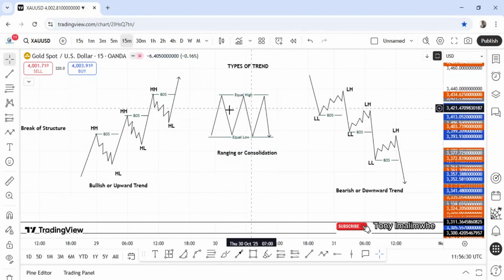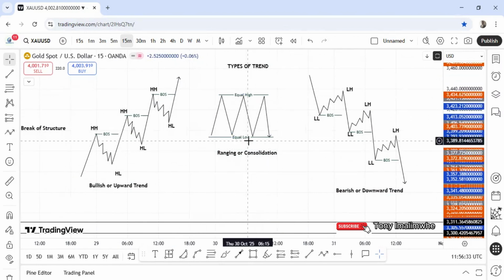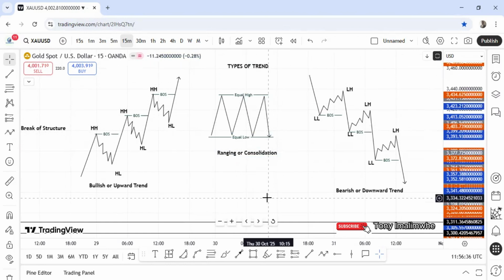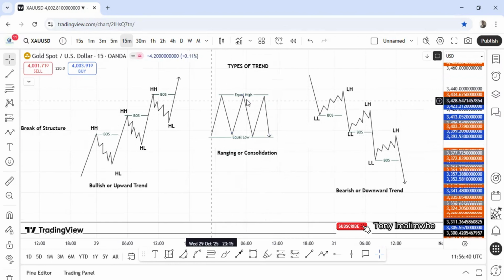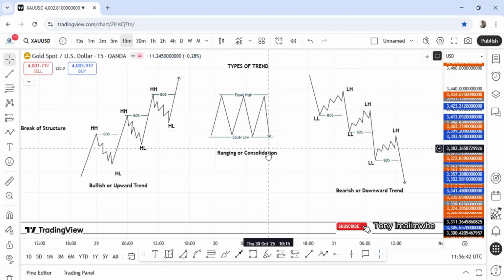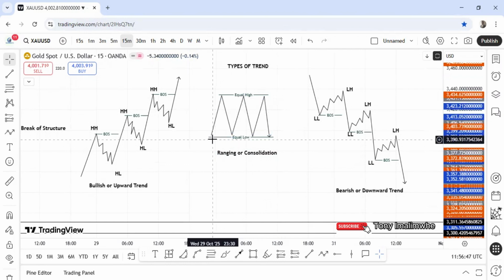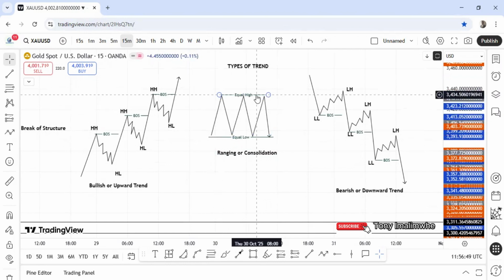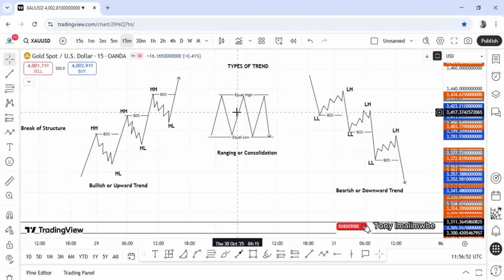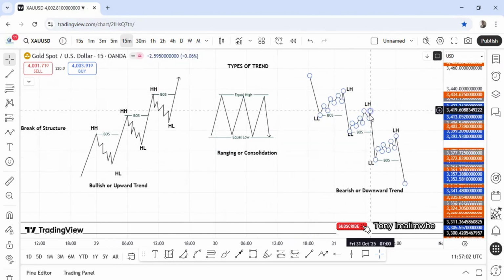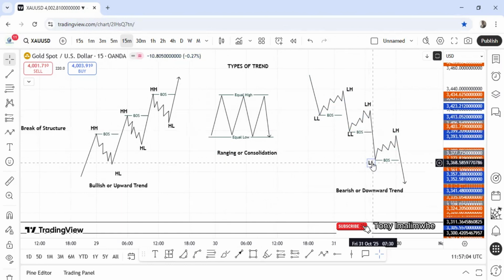When the market is just ranging, giving you equal highs without any significant break of structure to the upside or to the downside. After any kind of range, price can either break below or break above. But in this kind of movement where price gives you equal highs and equal lows, this is a ranging market. And then when price gives you a series of lower lows and lower highs, and then an impulsive move downward, this is a bearish trend.